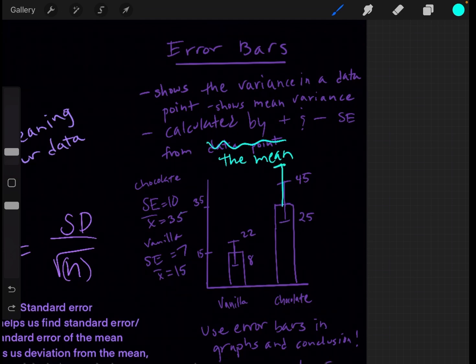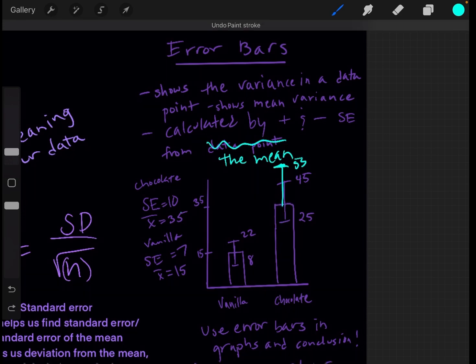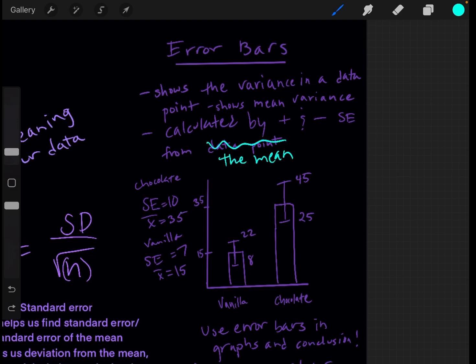So for instance, this would be at 55, and then this would be at like 15. So sometimes you have to read the directions carefully about how many plus or minus standard errors you want for each error bar. But error bars are very important, and it's tested a lot on the AP Bio test. And also your ability to graph a bar graph and just graphs in general is tested a lot.